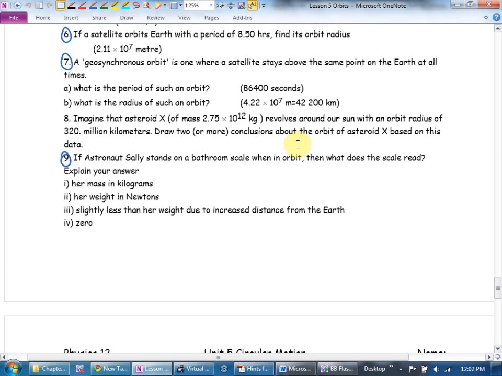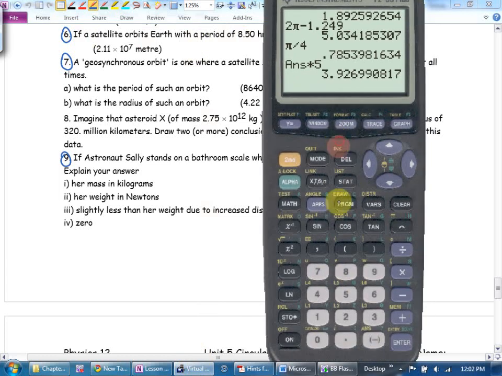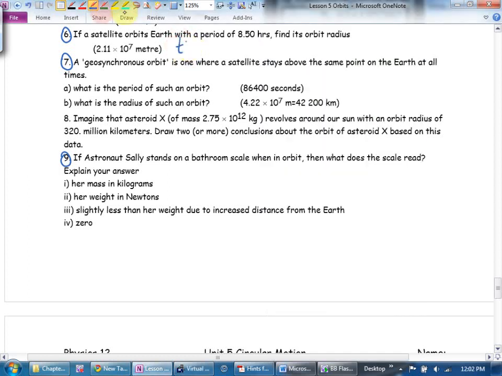Questions from homework number 6, 8.5 hours. I want to change that to seconds. How do I go from hours to seconds? Well, it's 8.5 times 60 minutes in 1 hour times 60 seconds in 1 minute. That's my period. I'm going to write that down up here. T equals 37,000, sorry, uppercase T.